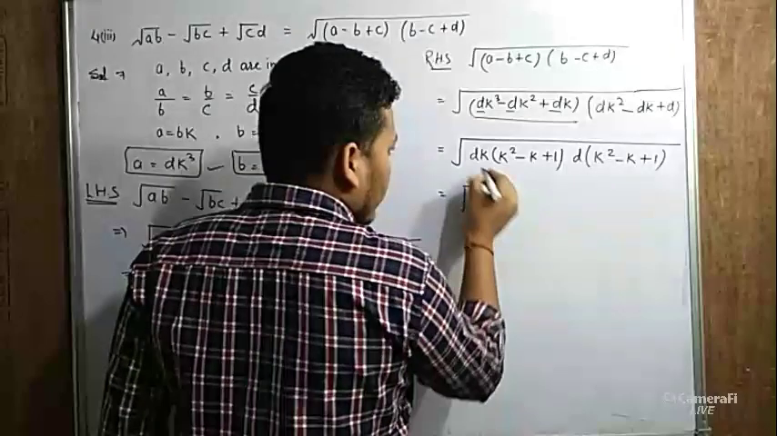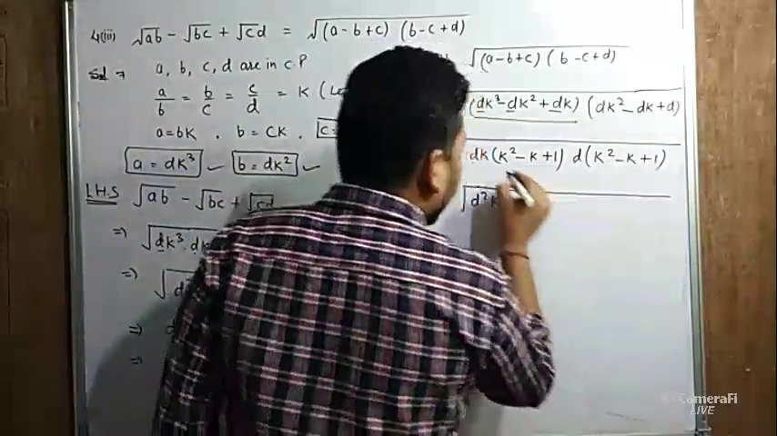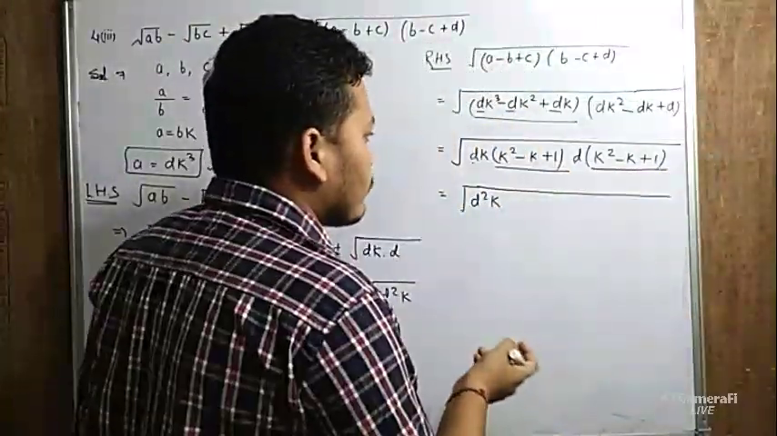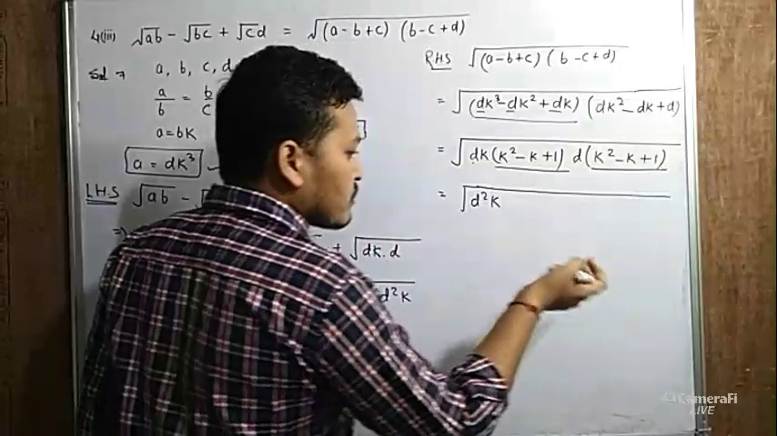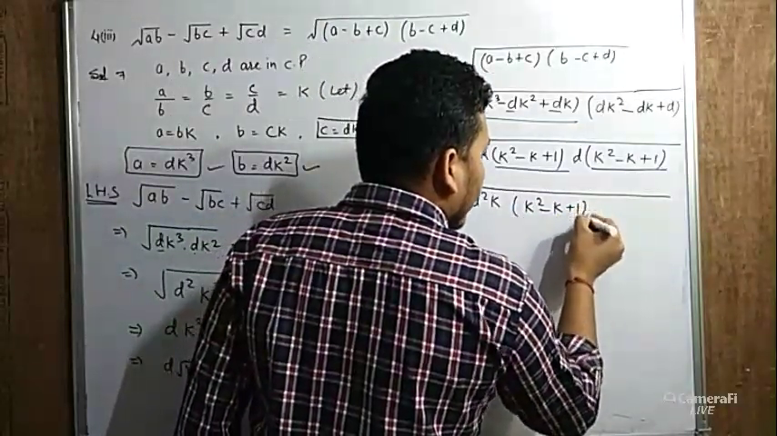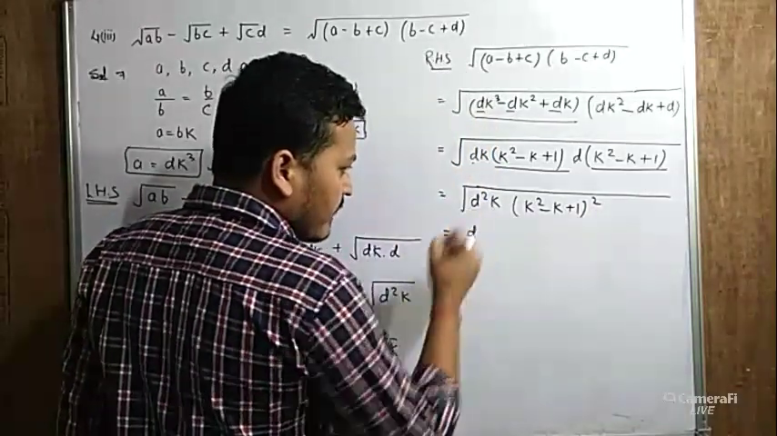So look, sir, this is d into d square and k, and what is the remaining? K square minus k plus 1, k square minus k plus 1. As you know both are the same, so we can write this as k square minus k plus 1 whole square. Now find the root. What is the root of d square? It is d. What is the root of k? It is root k. And what is the root of k square minus k plus 1 outside this square?